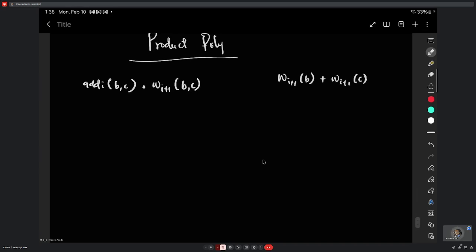Let's say we have 3ab and 2ab. We can think of this as two multilinear polynomials, or we can think of it as 6a squared b squared, which is a multivariate. Everybody following?